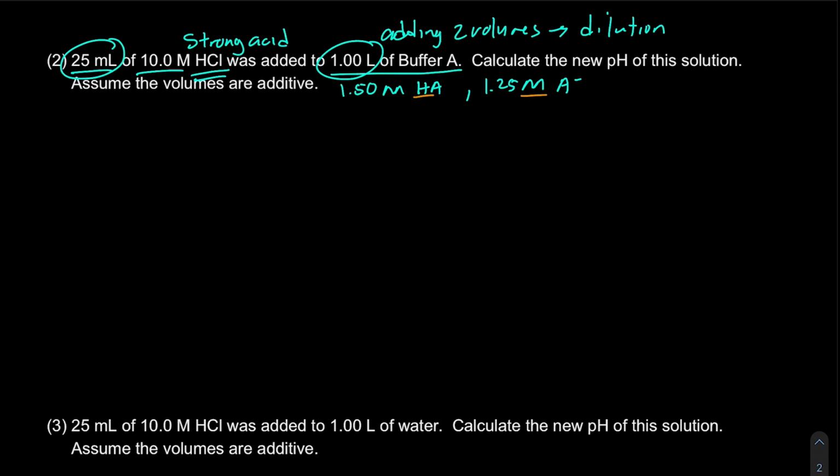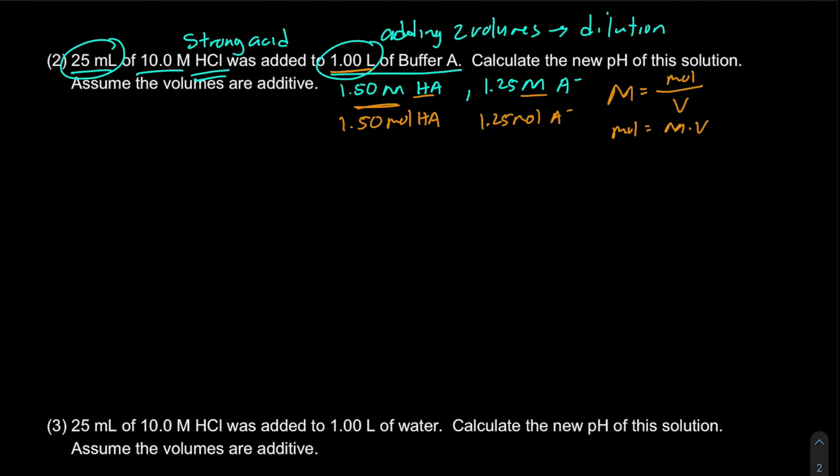So again, if we're going to use our volume and our concentrations, reminding us that our molarity is moles over volume, and specifically in liters. So if I want to calculate the number of moles, that's going to be our molarity times our volume. So if we go ahead and do that for each of these, we would find, because we have 1 liter, we're going to have 1.5 moles of acid, 1.25 moles of base.